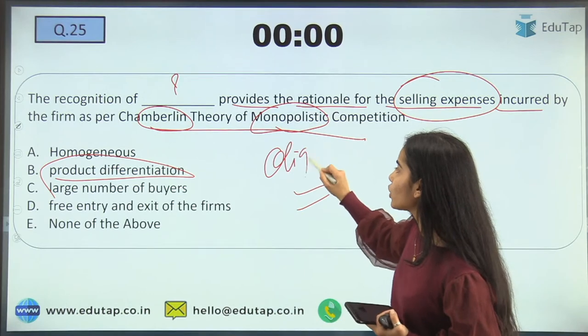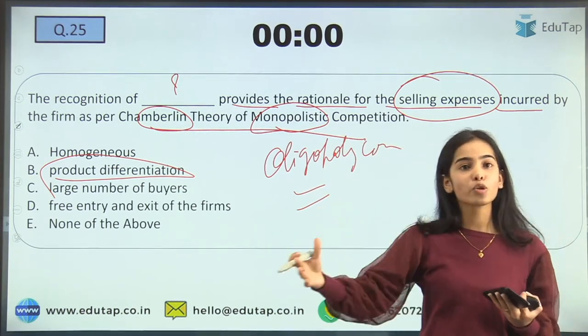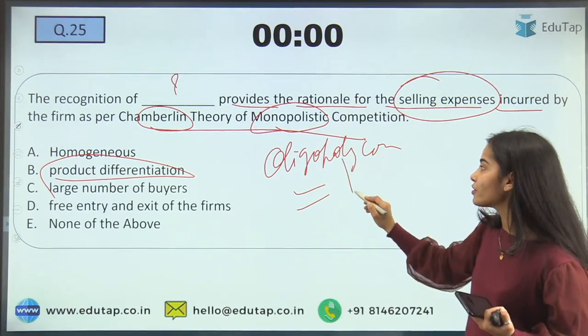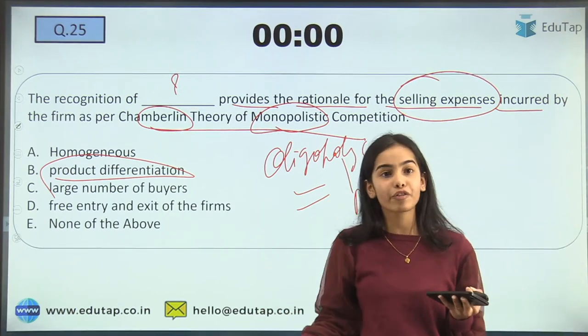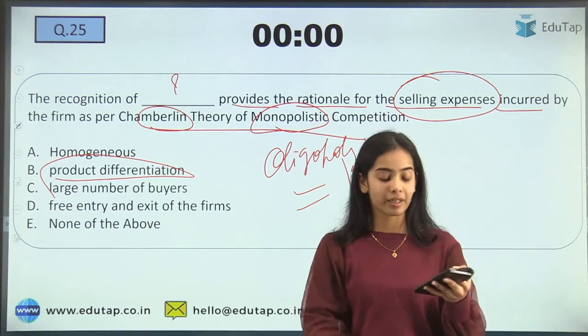It can happen in oligopoly also. Because in oligopoly, if it is homogeneous goods, then you do not have to incur selling expenses. But if you have product differentiation, then you have to show the world how your product is different. How Santoor is different from Lux. How Tata is different from some other brand.